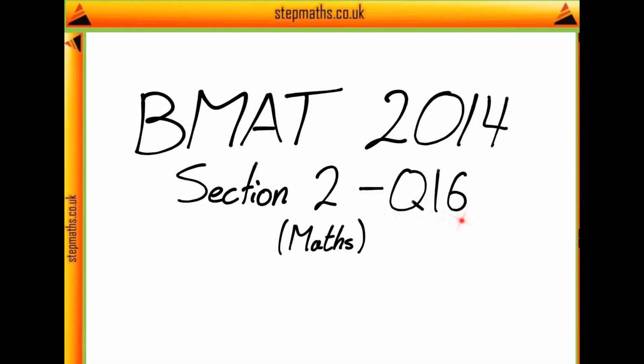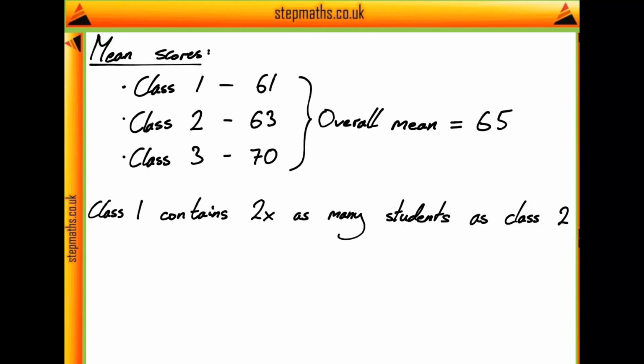Here we're going to look at question 16 from section 2 of the BMAT 2014 paper. So in this question we're told that 3 different classes take a test. The mean scores of each class are 61 for class 1, 63 for class 2 and 70 for class 3. We're also told that the overall mean across all 3 classes is 65.